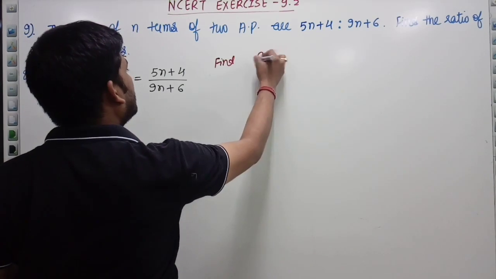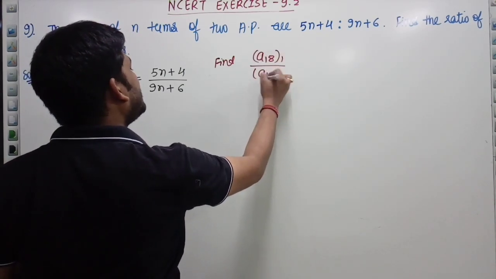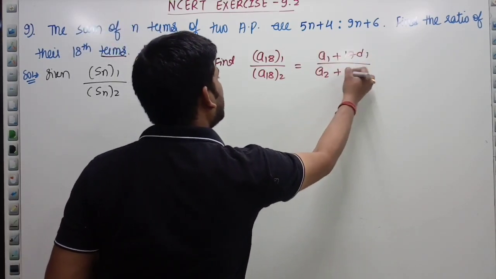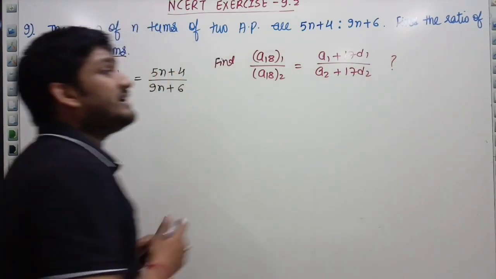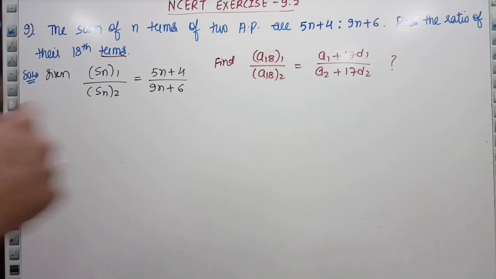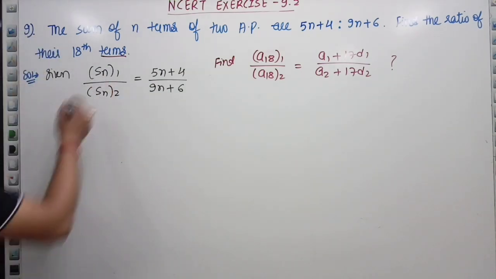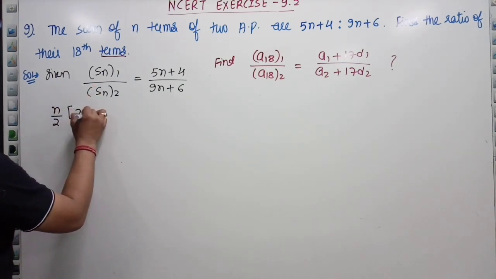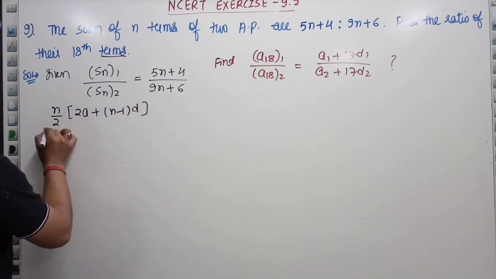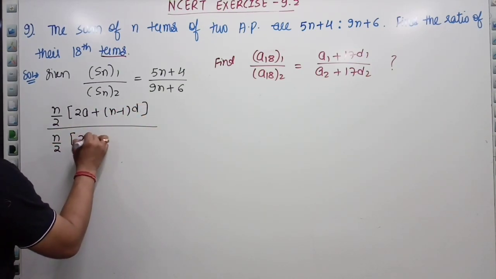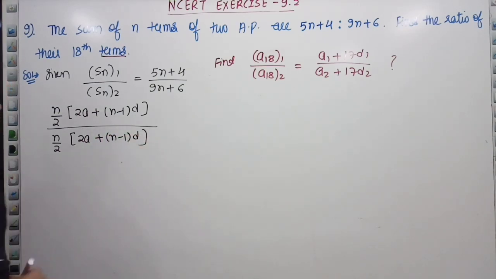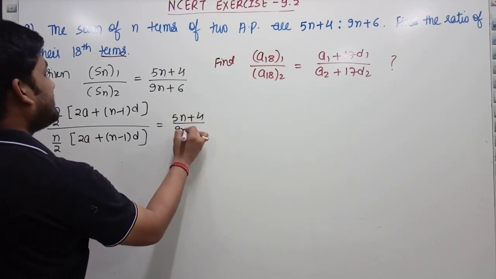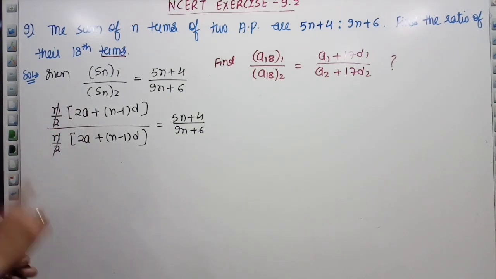A18 of the first upon A18 of the second, means A1 plus 17 D1 upon A2 plus 17 D2, that you need to find. Given A1 D1 for the first series, A2 D2 for the second series. Now I will put the formula of the sum of n terms. What is the formula? n by 2 into (2a plus n minus 1 into d) whole upon n by 2 into (2a plus n minus 1 into d), right? That is equal to 5n plus 4 upon 9n plus 6. This n by 2 will be cancelled out.